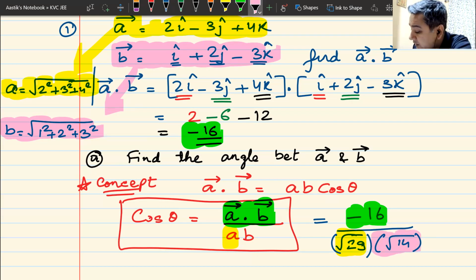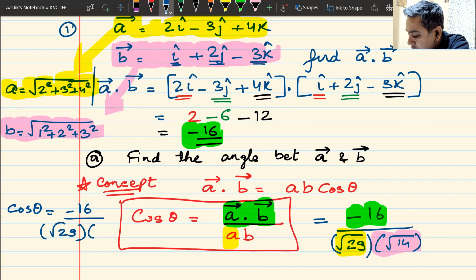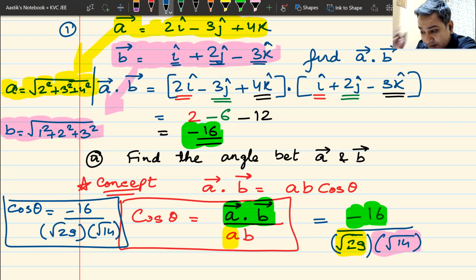So cos theta in this case becomes minus 16 upon root over 29 into root over 14. Do we understand this? Can I have some raised hands? If I know the value of cos theta, I can take the inverse and find the value of theta. Well done. So this is a brief recap of the dot product of two vectors.